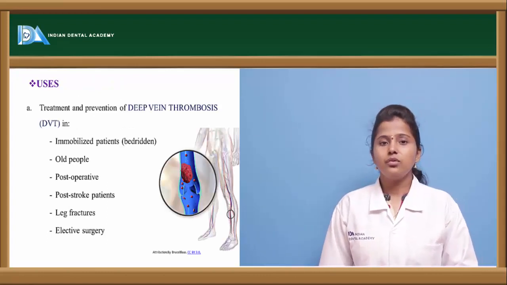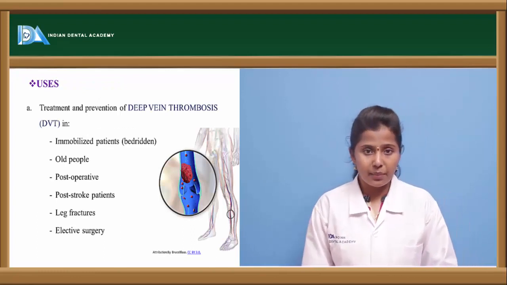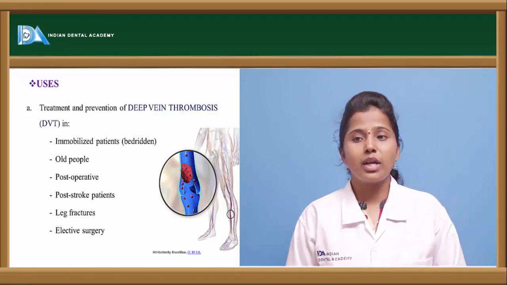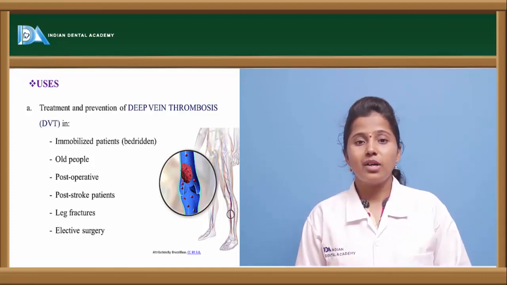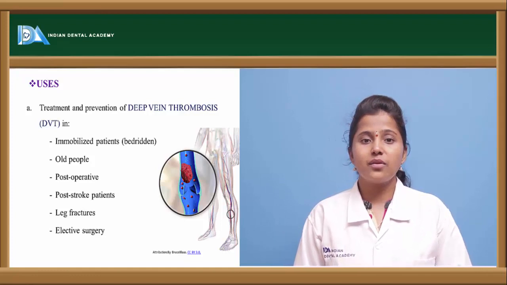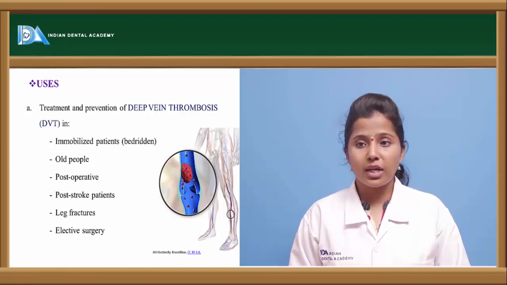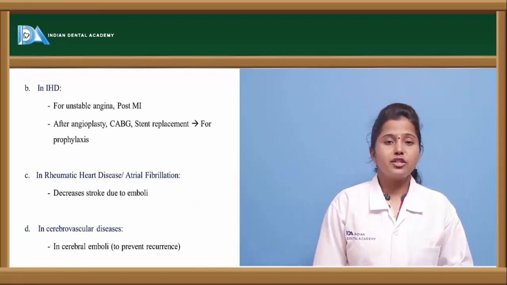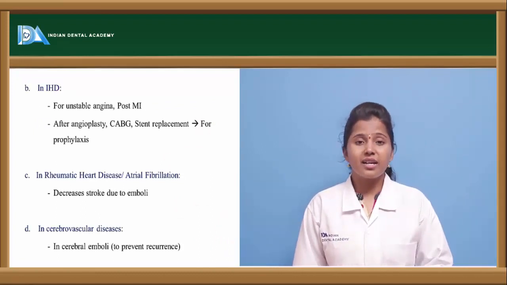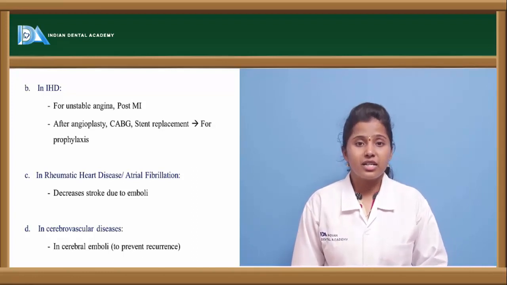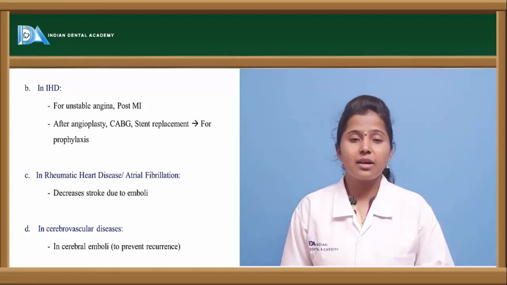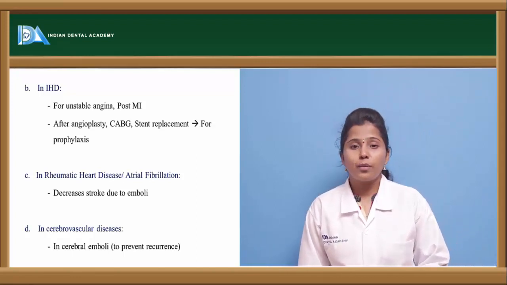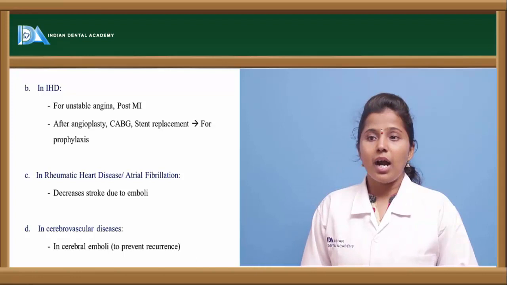Right. Let us see the uses of heparin. How and when is heparin used? Heparin is usually given in the treatment and prevention of deep vein thrombosis. If a person is suffering from deep vein thrombosis, heparin is given to reduce the thrombotic effect. In IHD, a rare condition characterized by glaucoma and underdeveloped iris, glaucoma and underdeveloped iris can be observed.